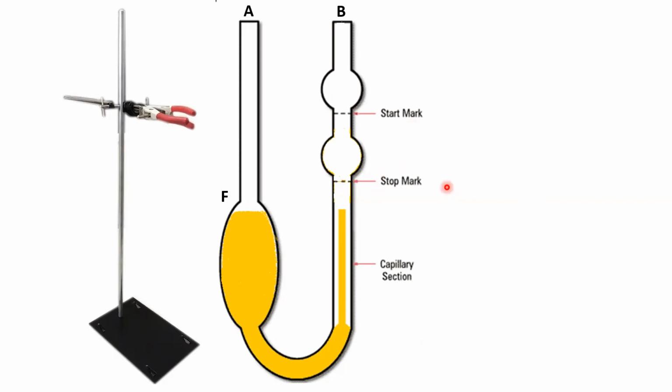If the marking is not present on the Oswald viscometer, then manually you can use a marker to mark these two points on two different ends of this enlarged section. Okay, so there are two enlarged sections on the arm B. So the lower one, you can select on either side of this lower enlarged section. You can use the marking start mark and stop mark. And just below this enlarged section, there is a capillary section.